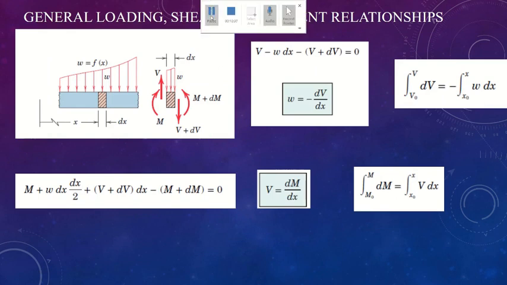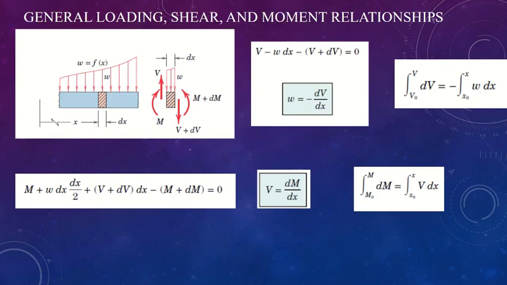General loading shear and moment relations. Now, we know the general form of loading W can be in any shape. So here in this figure, we have a very generalized form of load distribution over an element. And what we have done is assumed a very small segment, dx, with thickness dx.